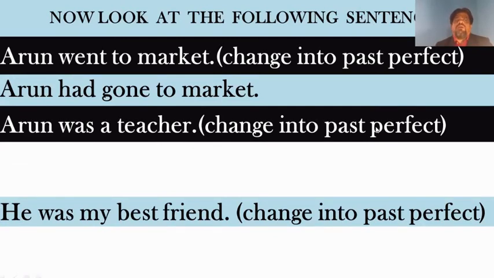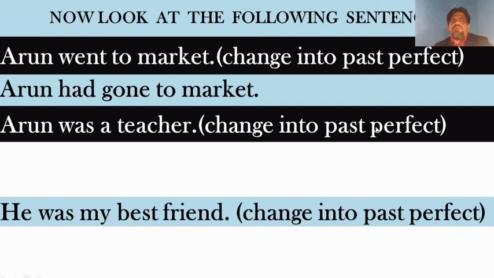Now, Arun was a teacher. Again, how will we change it into past perfect tense? You see the first sentence. Here we used the word had. Along with had, we used the V3 verb form of the given verb. What was the verb given here? Went. What is the V3 of went? Gone. So we wrote had plus gone, past perfect tense.